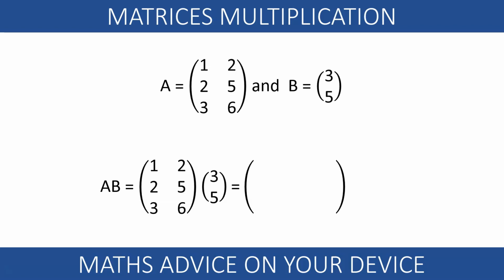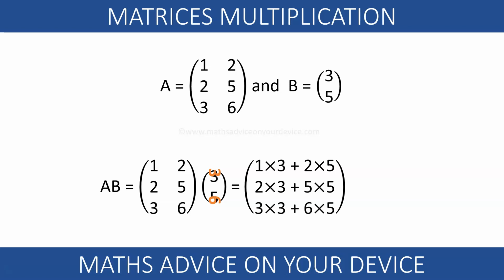Let's try that again. Each element of the first row is multiplied by each element of the first column. That returns the first element of the first row, 13. Then each element of the second row is multiplied by each element of the first column. That returns the first element of the second row, 31. Finally, each element of the third row is multiplied by each element of the first column. That returns the first element of the third row.